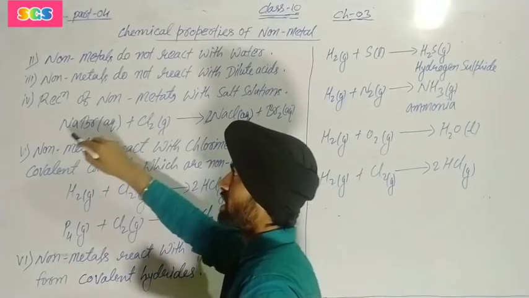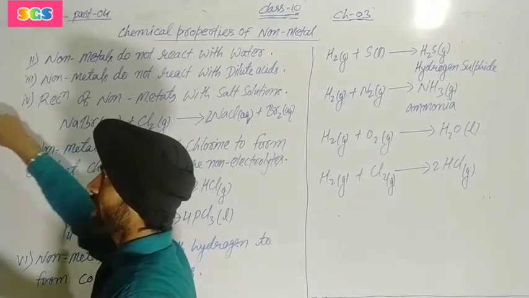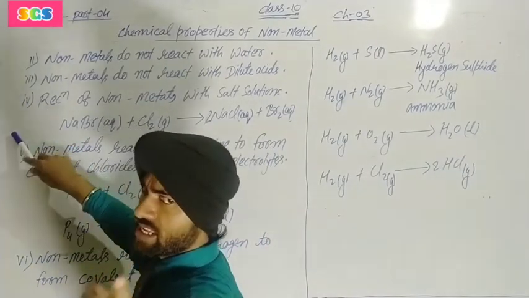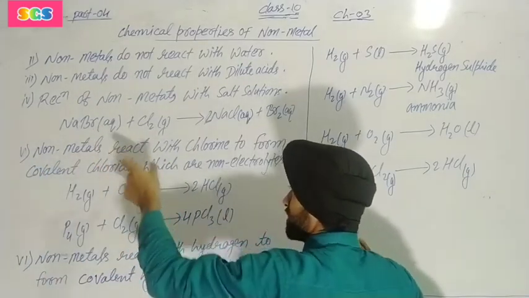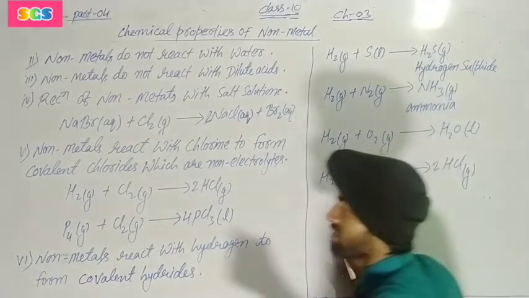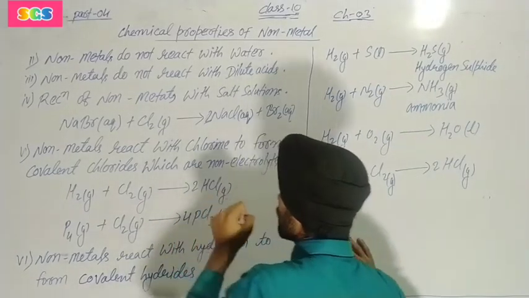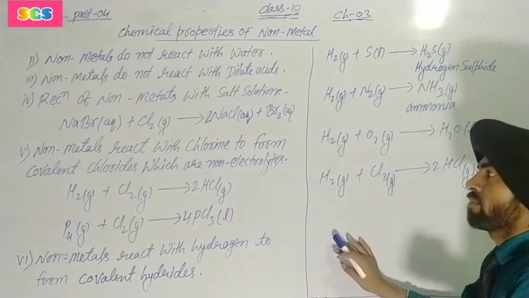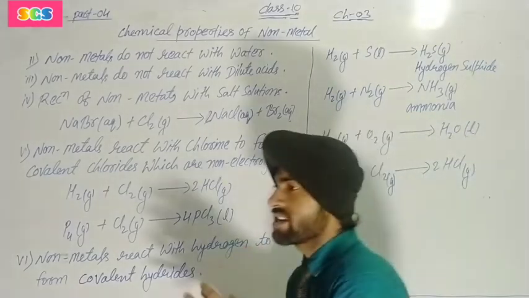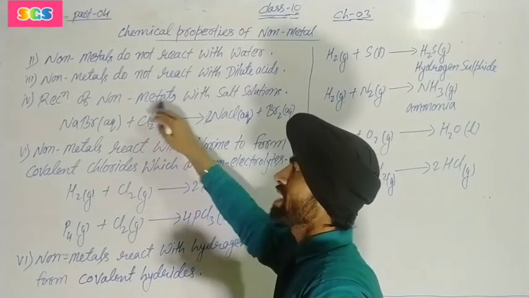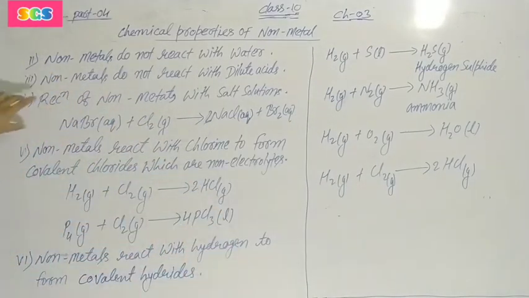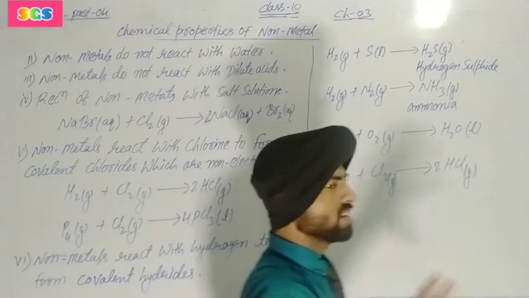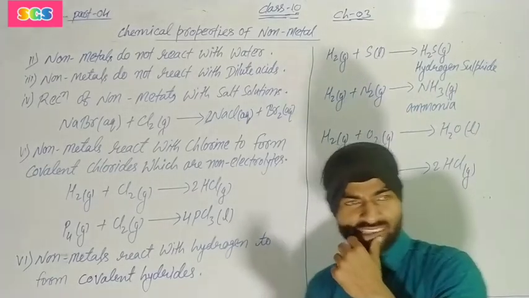So you have just seen that chlorine is more reactive than bromine. Here we are reacting sodium bromide. NaBr is the formula of what? Sodium bromide. It is reacting with chlorine gas. Chlorine is a non-metal, and sodium bromide is a salt, you all know. Bromide, iodide, chloride, these are halogen group elements.